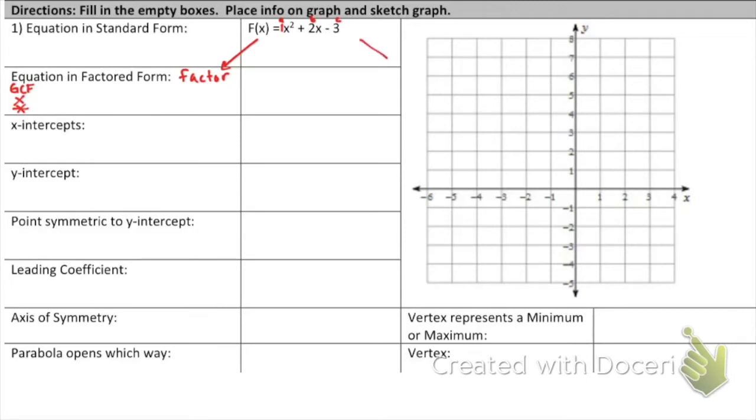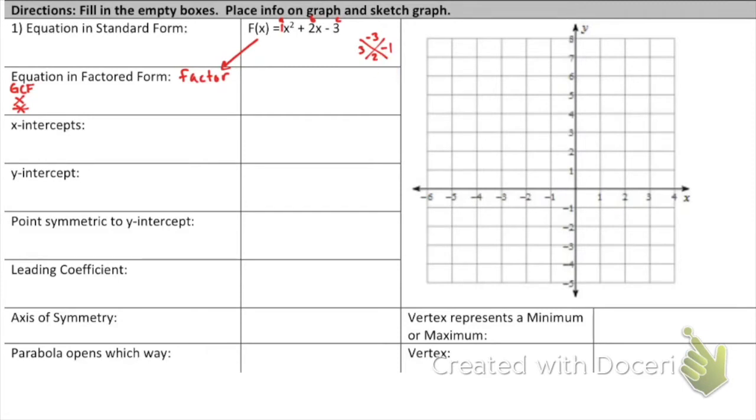So the X method is A times C on top. That's going to be 1 times -3. That's -3. B goes on the bottom. That's +2. What multiplies to -3 that adds up to 2? That's going to give me 3 and -1. 3 times -1 gives me the top number, -3. 3 plus -1 gives me the bottom number, +2.